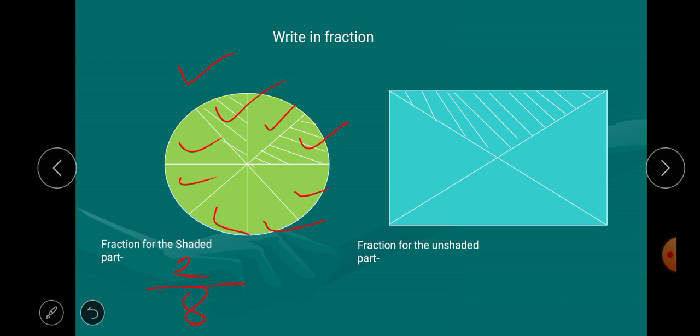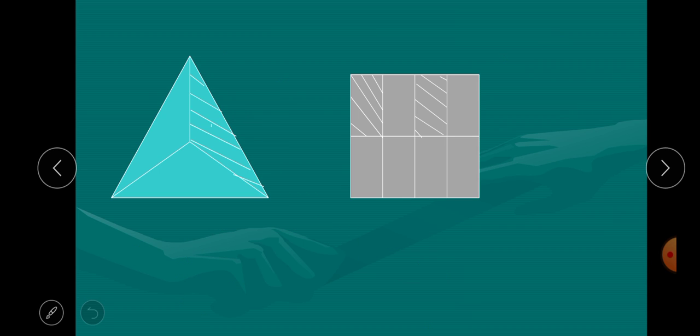Now in this rectangle we have to write the fraction for the unshaded part. As you can see, there are a total of 4 parts, and out of these 4 parts 3 parts are unshaded. So 3 we will write in the numerator. So the fraction for the unshaded part is 3 by 4.